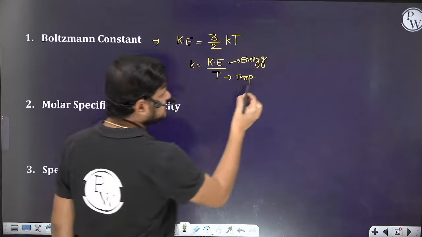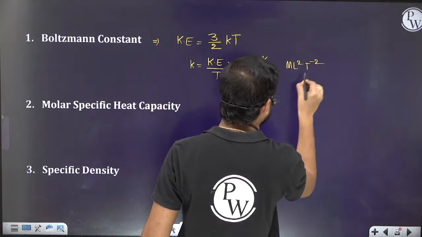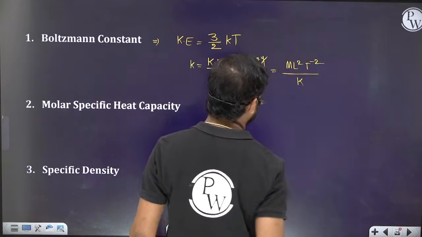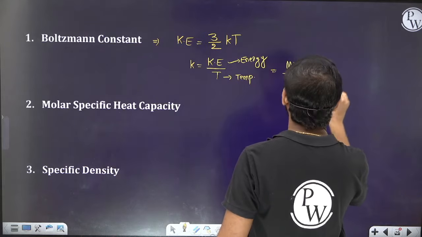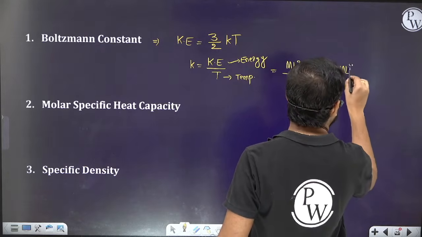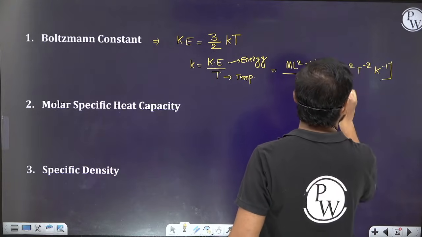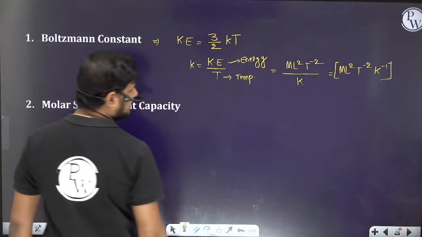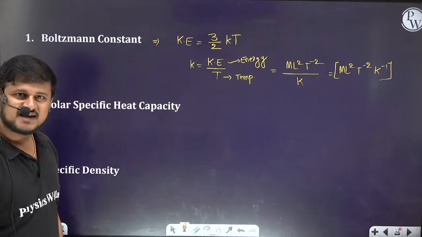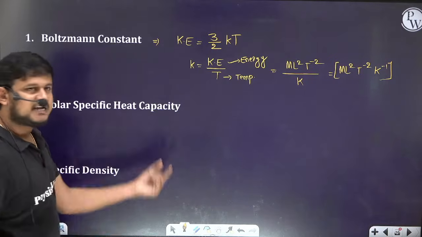Now can you find the dimensions? Energy dimensions we already know: energy is M L square T to the power minus 2, and the temperature is in Kelvin. So the dimensions are M L square T to the power minus 2 K to the power minus 1. Done? Clear? Now let's go for the molar specific heat capacity.